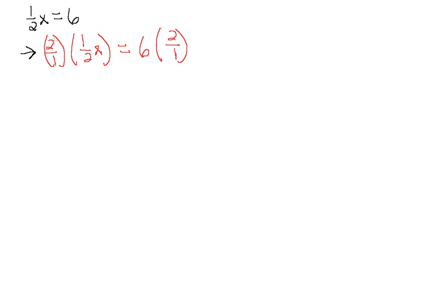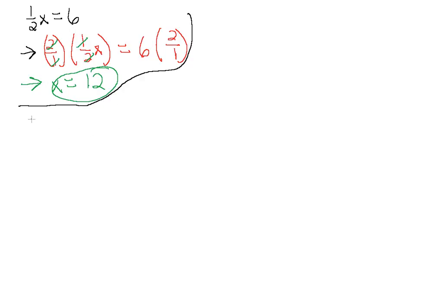Okay. Now, this will cancel with this. The 2 cancels with the 2. The 1 cancels with the 1, leaving just x on the left side. On the right side, we have 6 times 2 over 1, which is simply 12. So 6 times 2 is 12. And x equals 12 is our answer. Now, we can check this by plugging the value of 12 for x back into our original equation. And it will hold true, so we know our answer is correct. We should do this every time.